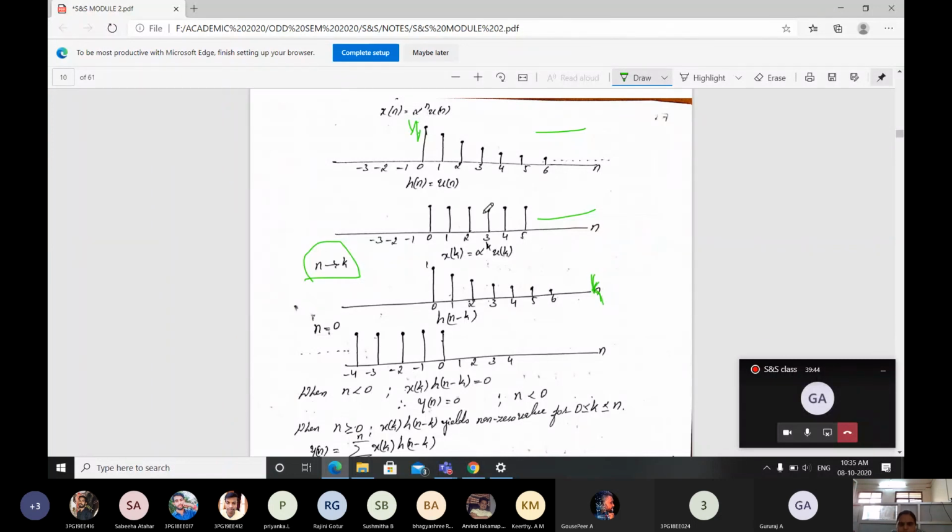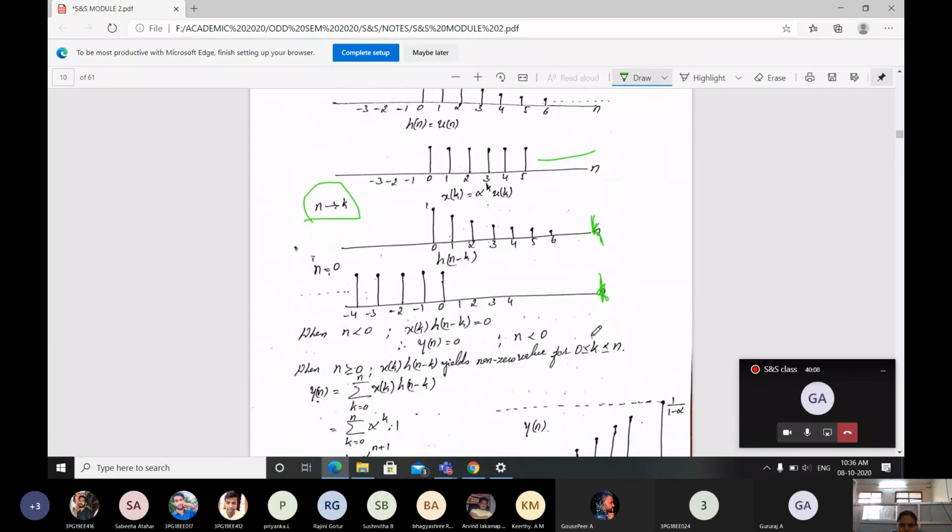Okay, then what about h of n? What we have to do is take the mirror image at n equals 0. Mirror image means positive values are going to be in the negative position. From 0 to minus 1, minus 2, till minus infinity, the signal is going to exist. This is also k. Both the signals exist at 0 only.